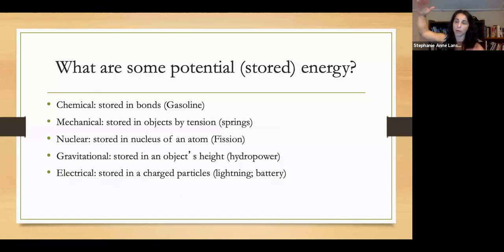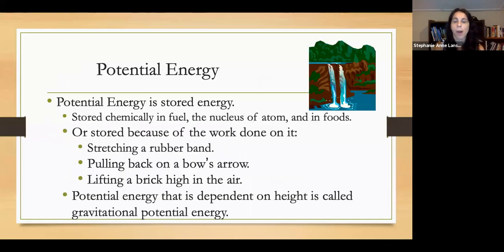Gravitational: hydropower takes advantage of the difference in height between where the water is and where it's going. So we tend to put hydropower on dams that have large potential energy between where the water is coming from and where the outlet is. And that's how we get hydropower, from that potential energy. Also in electrical energy, lightning and batteries are the storage of potential energy in the form of electricity.